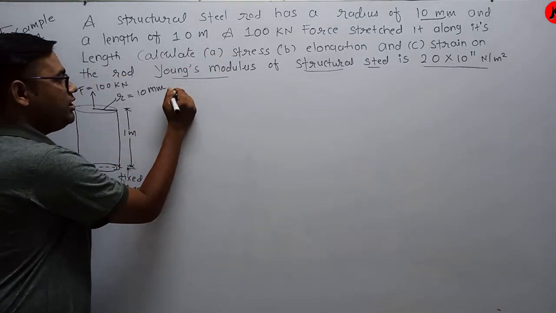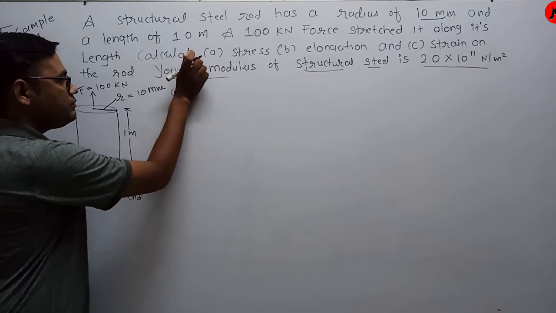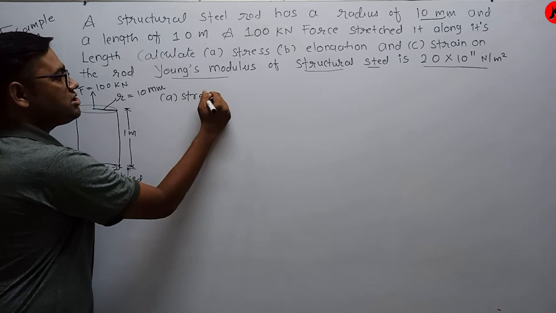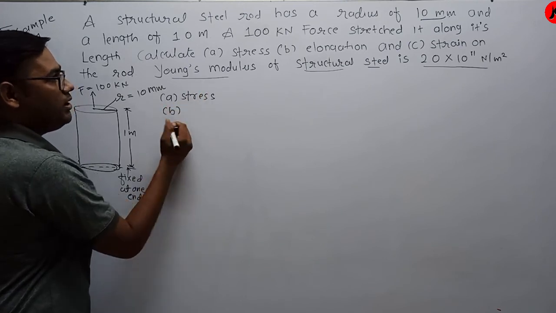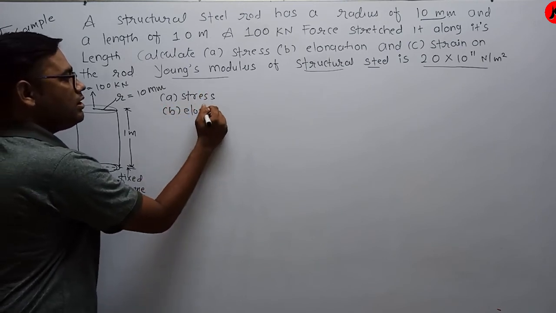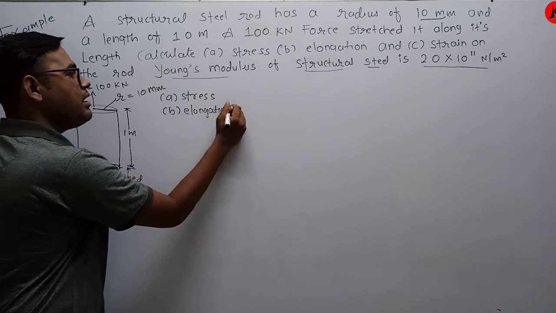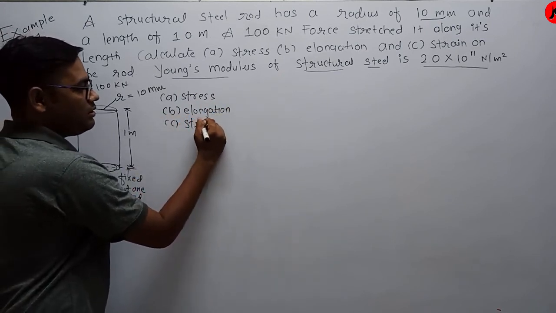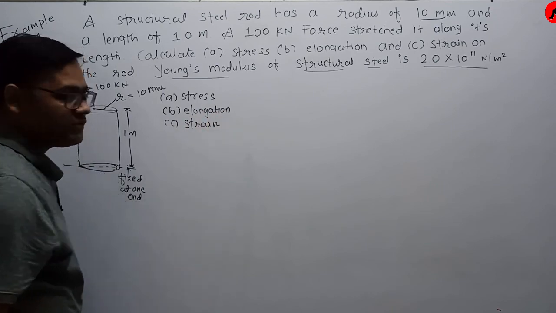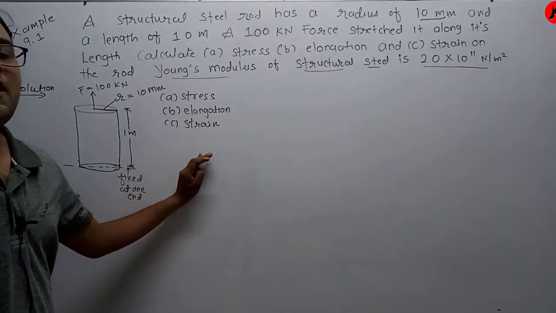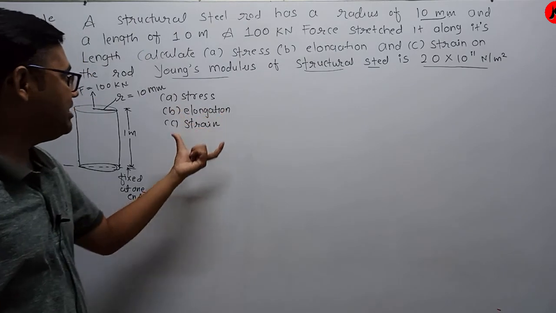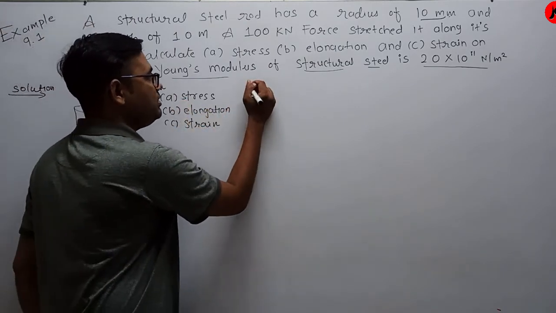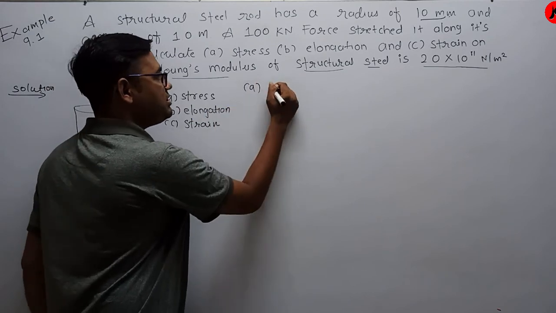Here we need to calculate first A, stress, B, elongation, and C, which is strain. Very simple example. By using the formula we can easily calculate these three things. So let's calculate. First thing first is stress, right?